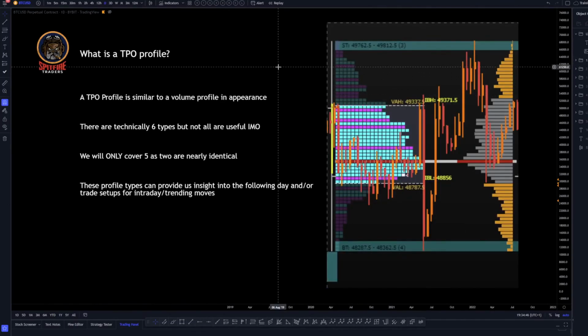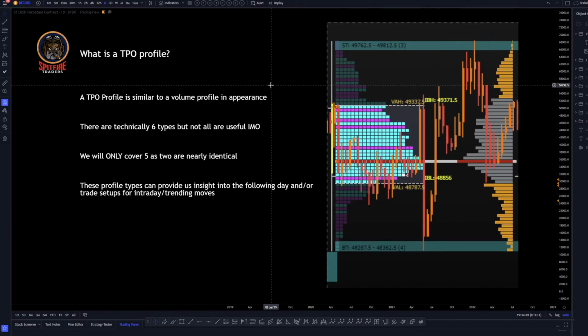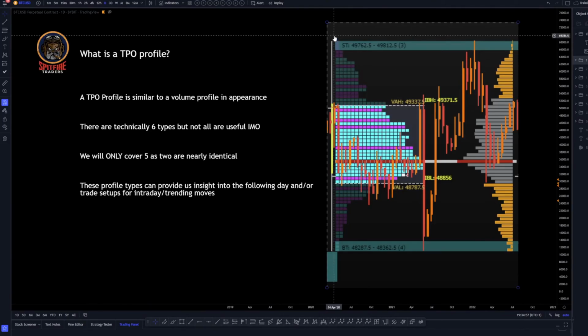What is a TPO profile? So a TPO profile is similar to a volume profile in appearance. So as we can see here, we've got the TPO profile on the left hand side, and then we've also got the volume profile on the right hand side. And then you can still see the candles throughout.